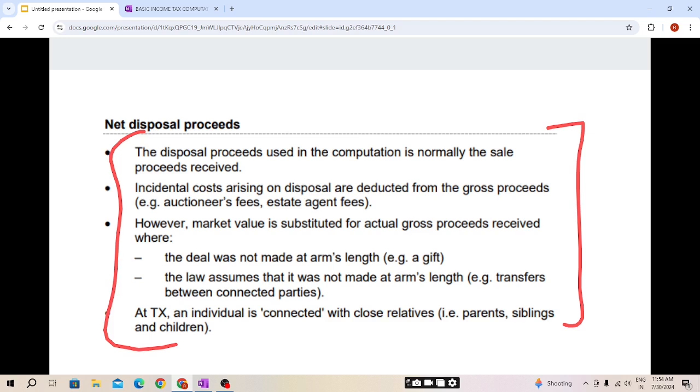In the question, they will specify whether the asset has been disposed for sale proceeds. If the question specifies that the asset has been gifted, then they will not provide the sale proceeds, and we need to consider the market value. And in some cases, the transaction will not be done at arm's length, then we need to consider the market value. If we are selling the asset to our connected parties, for example parents, siblings or children, at a lower amount, then we need not consider the lower amount. We need to consider the market value of the asset.